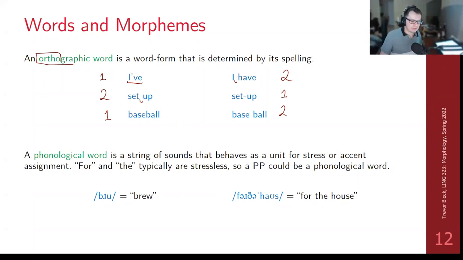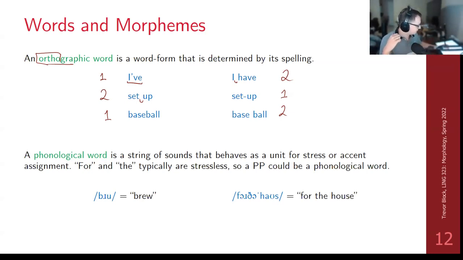What might be more useful is the definition of a phonological word. In phonological words, we define words as being units that are used for stress assignment or for accent assignment or for pitch assignment. So a lot of what you think are words would be phonological words, like brew or jump or dog or houses.